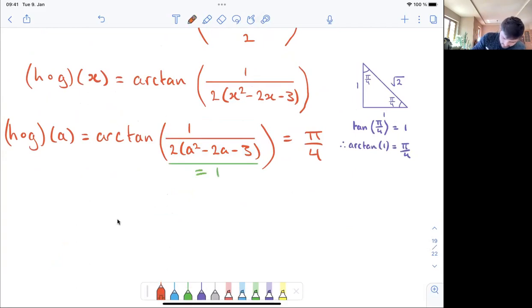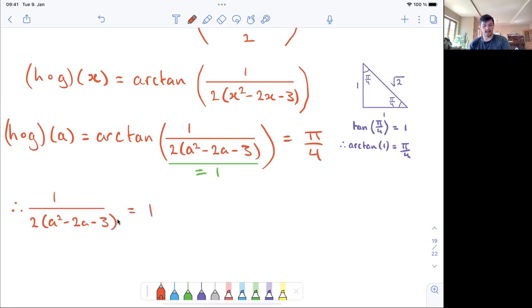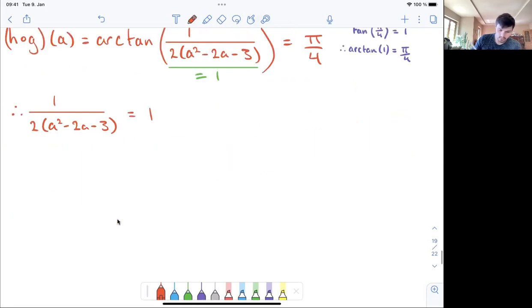All right, and we'll bring that down. So we'll say, therefore, 1 over 2 multiplied by a squared minus 2a minus 3 is going to have to equal 1. Now we'll bring the 1 over to the other side. And so we're going to say that 2 multiplied by a squared minus 2a minus 3 is going to essentially equal 1 over 1, which will just be 1.